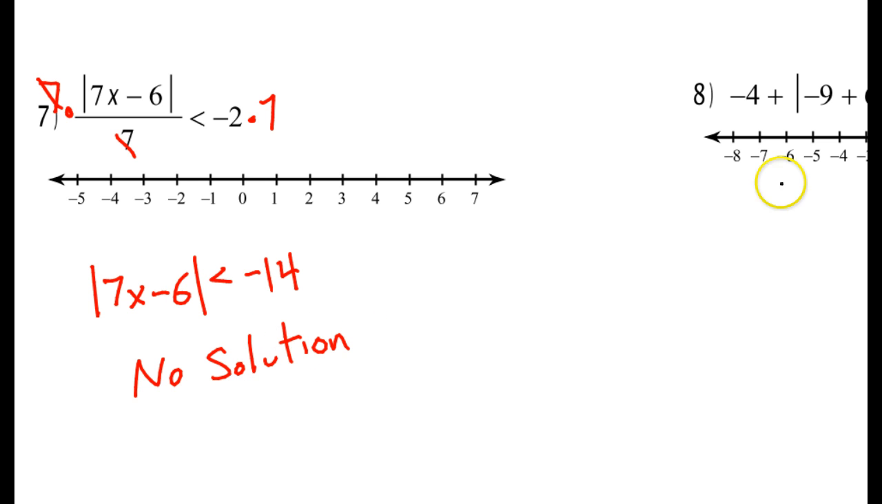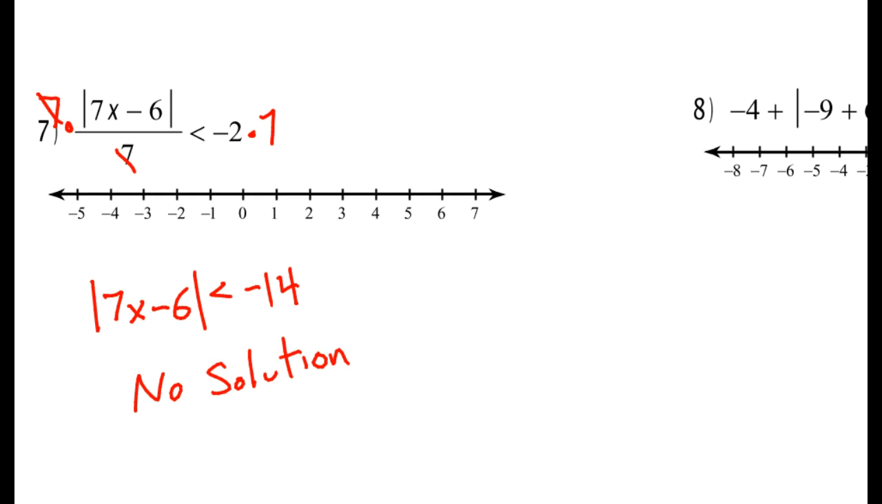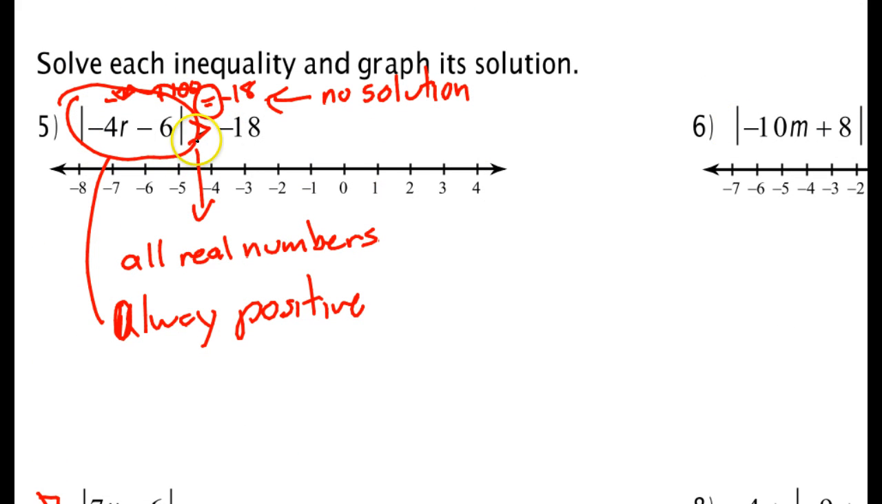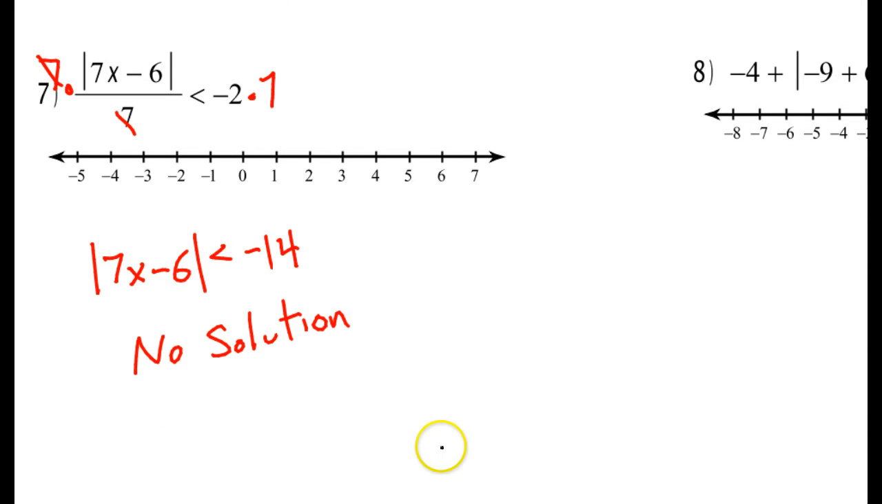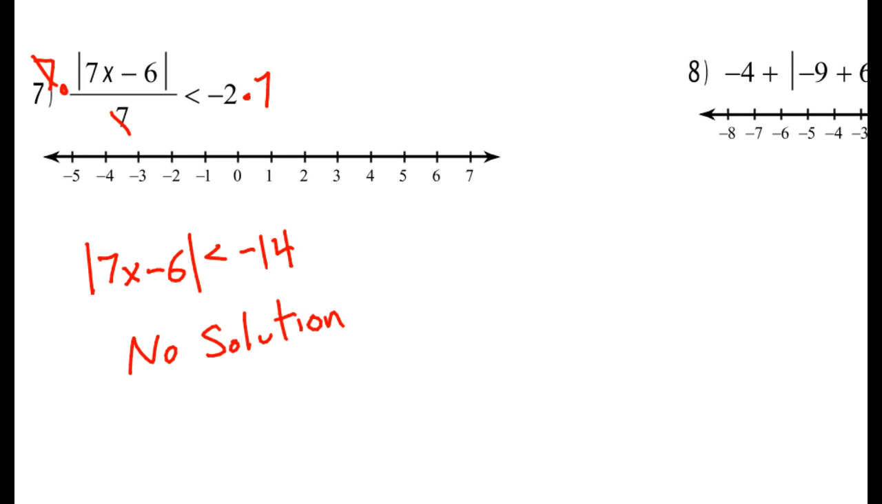So again, one little symbol changes everything. Greater than? Yeah, absolute value is always bigger than a negative. No solution. Equals? No, it's never going to equal a negative. Cool. Good.